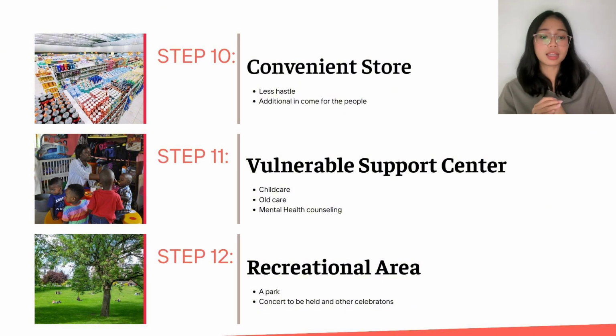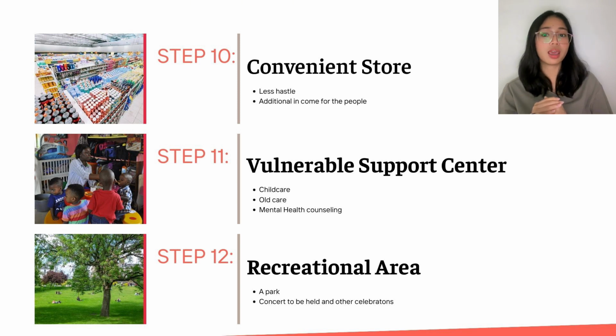Okay, and step 11 is vulnerable support center. This is very important in a community, especially for those people that have no money, who have no family already to accommodate their needs. So let's build a center that provides child care, old age care, and mental health counseling.